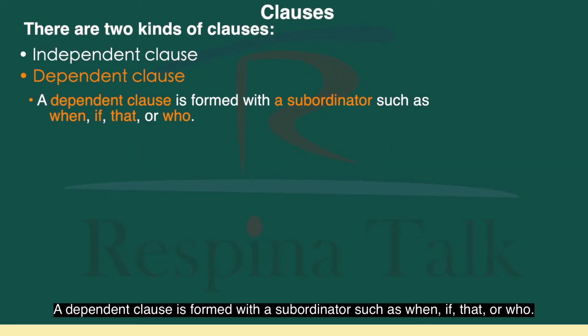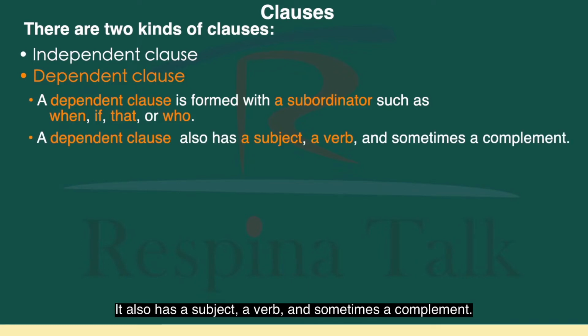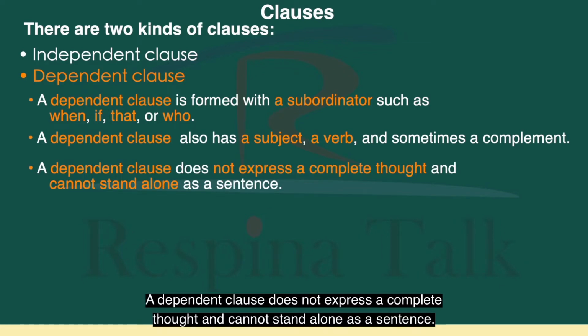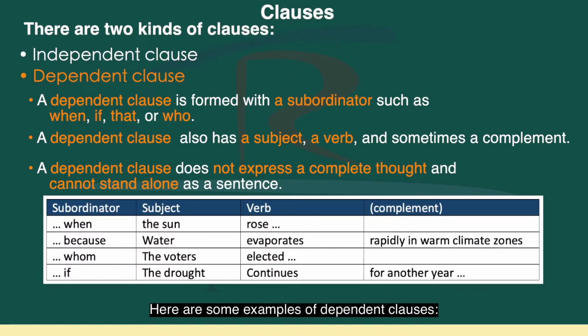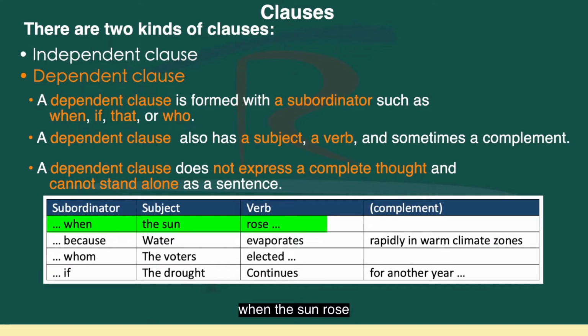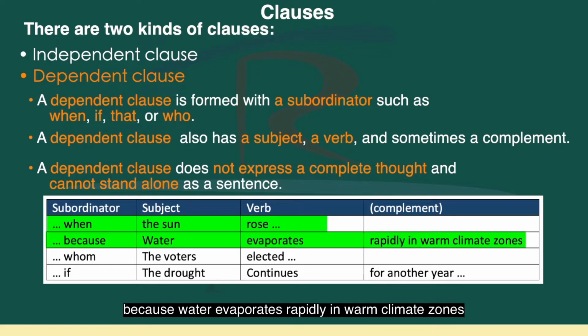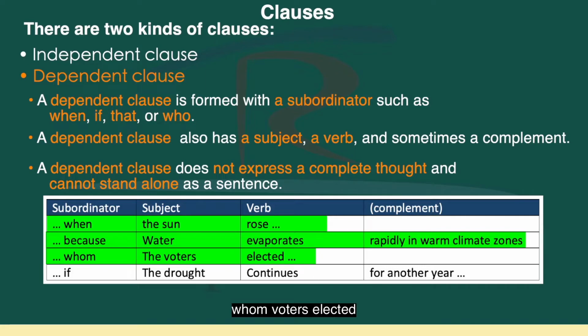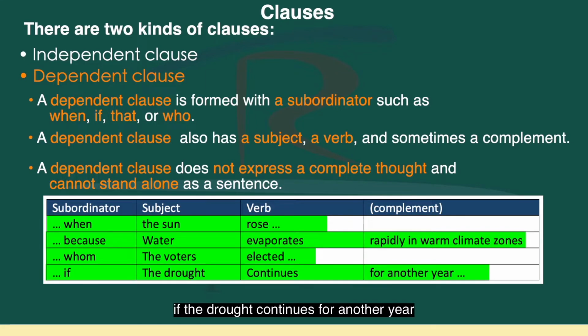A dependent clause is formed with a subordinator such as when, if, that, or who. It also has a subject, a verb, and sometimes a complement. A dependent clause does not express a complete thought and cannot stand alone as a sentence. Here are some examples of dependent clauses. When the sun rose, because water evaporates rapidly in warm climate zones, whom voters elected, if the drought continues for another year.